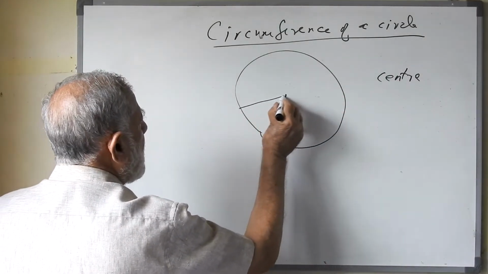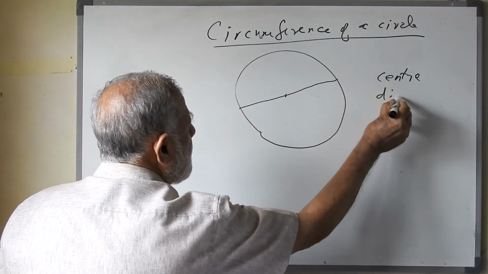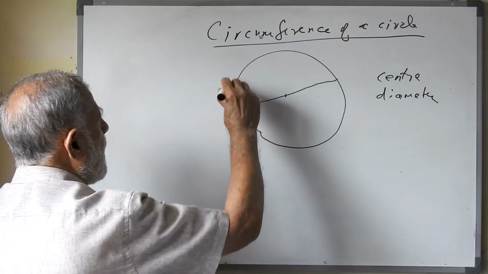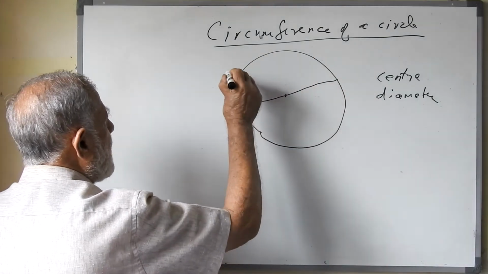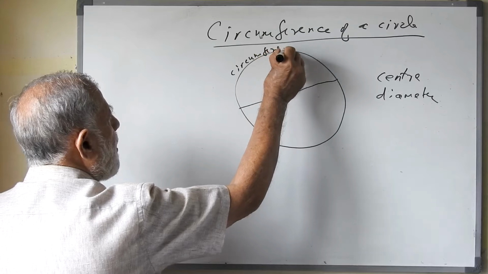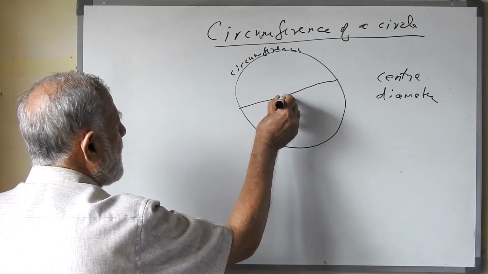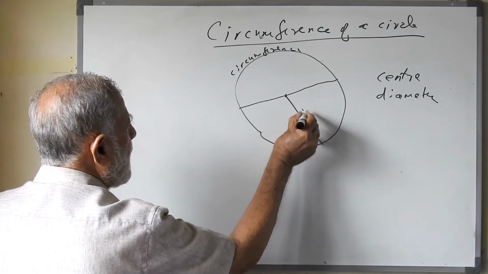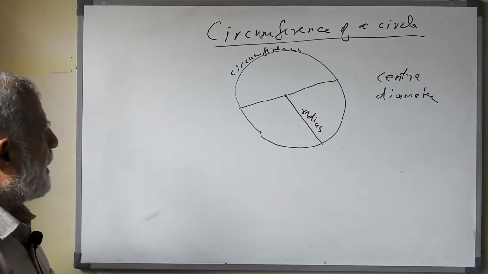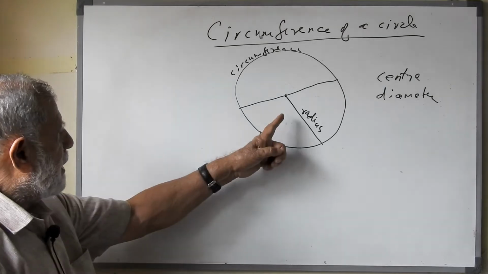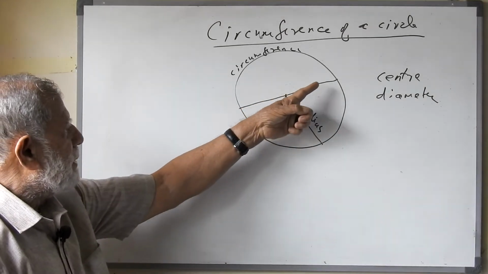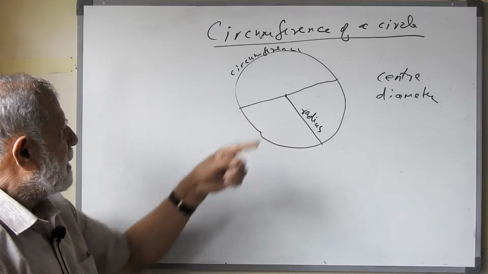Then the line through the center is called the diameter. This is the diameter. Then right round this line is called the circumference. And the line from the center of the circle to the circumference is called the radius. So you will observe that twice the radius is the diameter, because this is a line through the center. These are the radius, these are the radius. So this is the diameter. So twice the radius is the diameter.